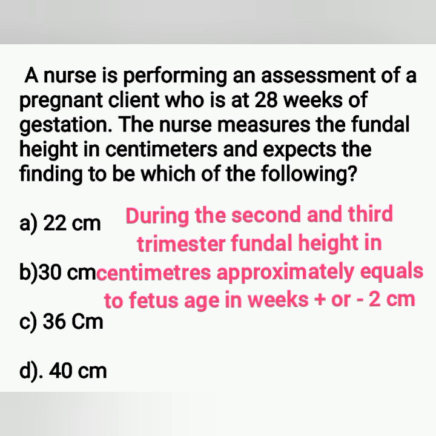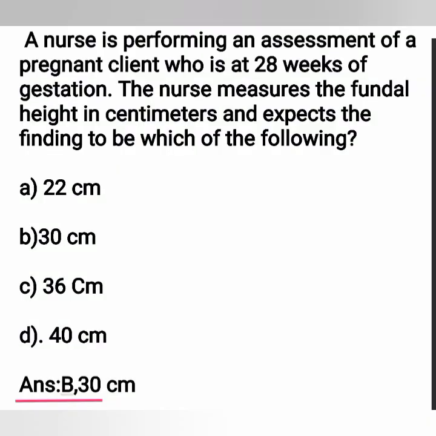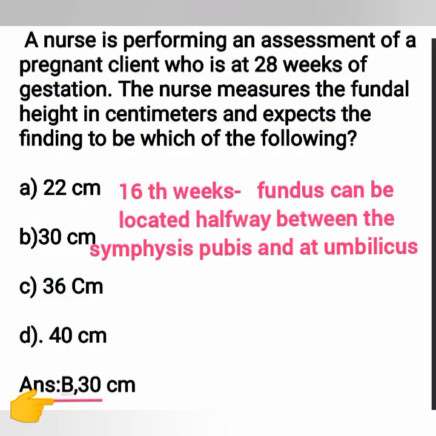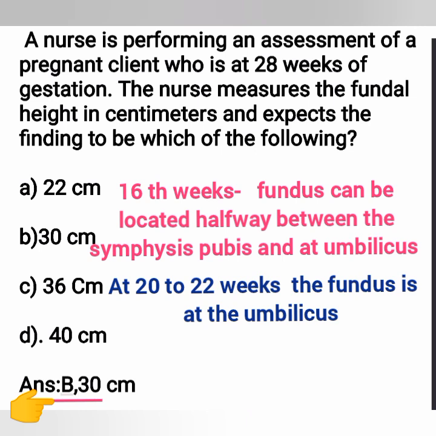Here the fetal age is 28th week of gestation. So we can add 2 or minus 2. If we add 2, we will get 30 centimeter. If we subtract 2, we will get 26 centimeter. So 26 is not here, 30 is there. So 30 is the correct answer, option B.